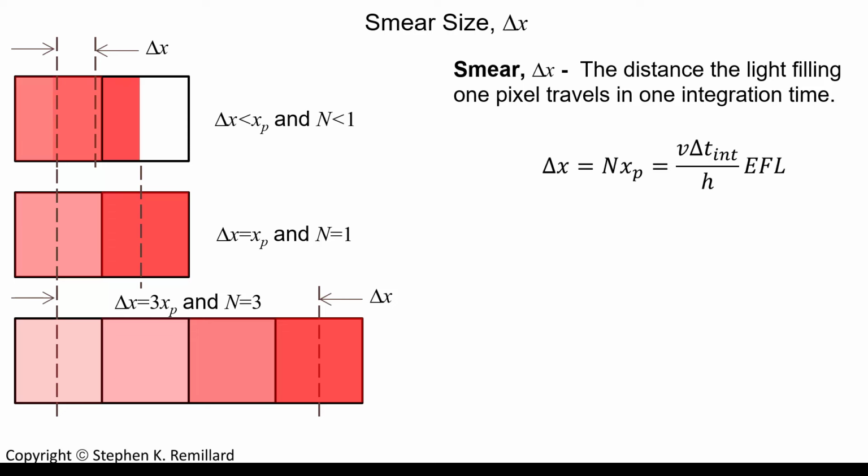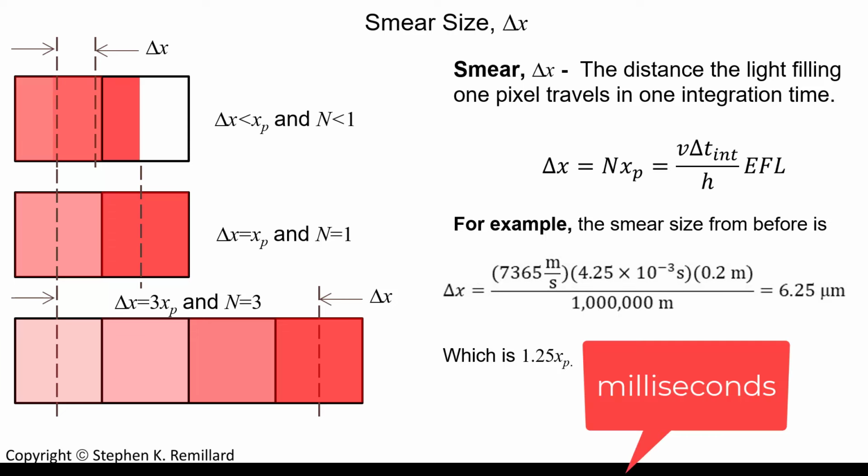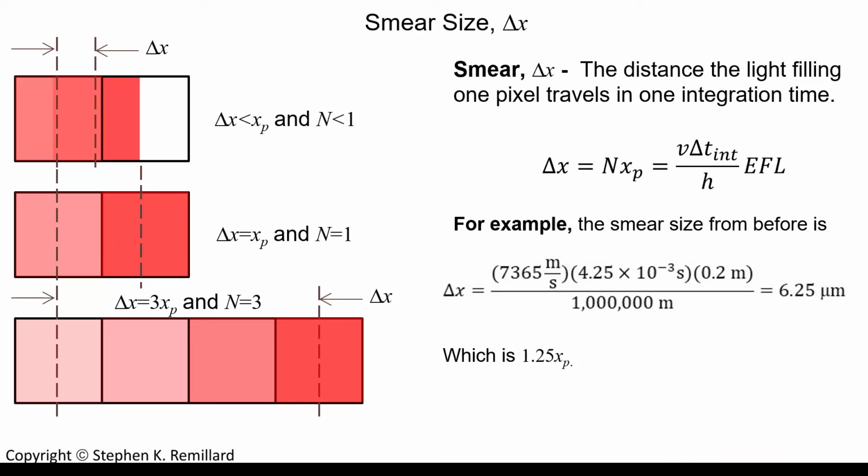So let's go back and set this equal to v delta t over h times effective focal length and calculate the image smear given a speed, an integration time, a focal length, and an altitude. And you get 6.25 microns with these numbers that correspond to that satellite that's going at 7365 meters per second with the integration time that we just calculated to be 4.25 milliseconds. And you'll notice 6.25 microns is exactly 1.25 times the 5 micron pixel that was given in that calculation.